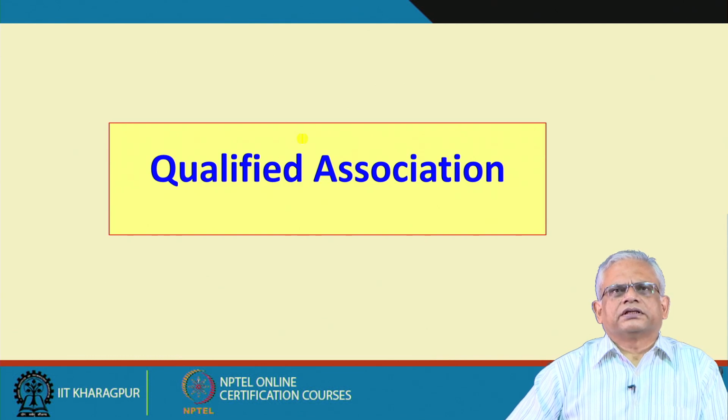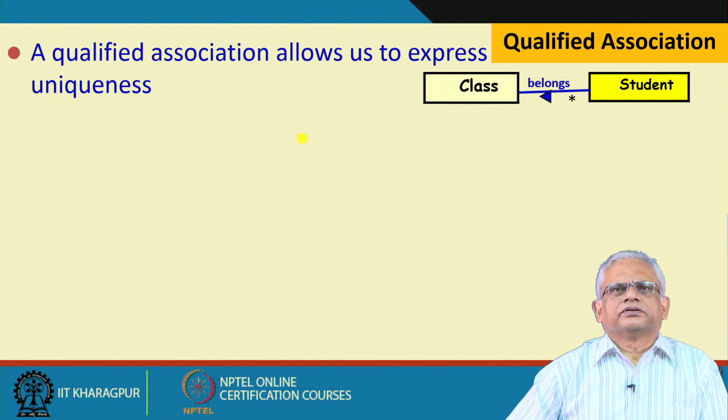Now let us look at qualified associations. Sometimes in an association relation we would like to be more expressive than what we have been doing so far. Let us just look at that. Let us say we have a simple association between a class and a student. A student belongs to a single class, but a class can have multiple students. Binary association, simple, but let us say we want to be more expressive.